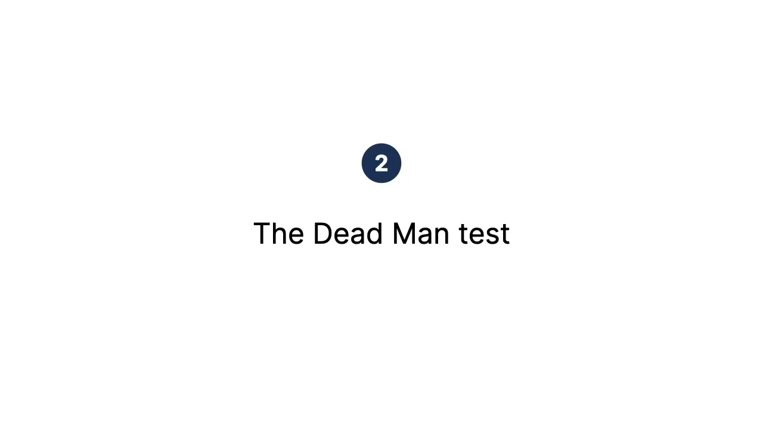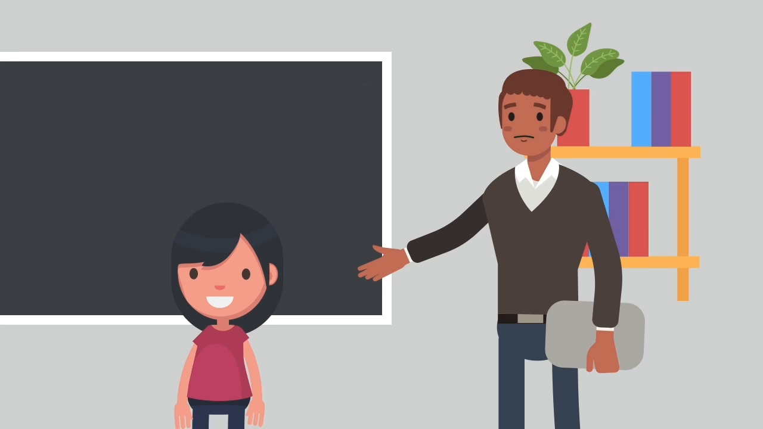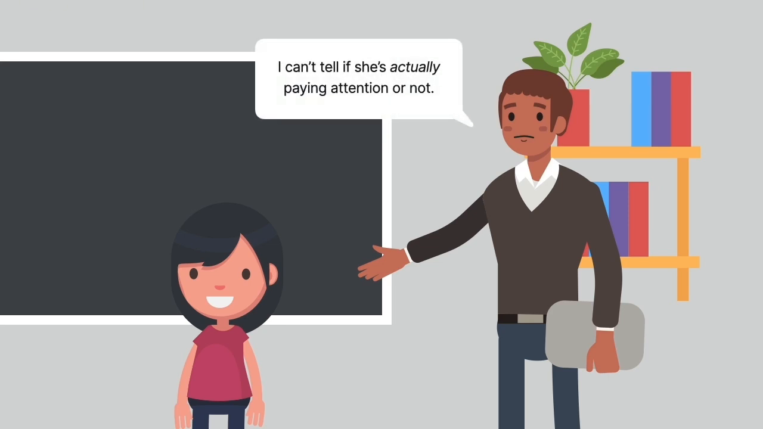The second test you can use to clearly and objectively define behaviors targeted for data collection and behavior intervention is the dead man test. In other words, if a dead person can engage in your target behavior, for example, not paying attention, not listening, or not following directions, your target behavior doesn't pass the dead man test, as it isn't actually a behavior. It's very difficult to consistently and accurately monitor what a student is not doing, for example, not paying attention, not listening, or not following directions.